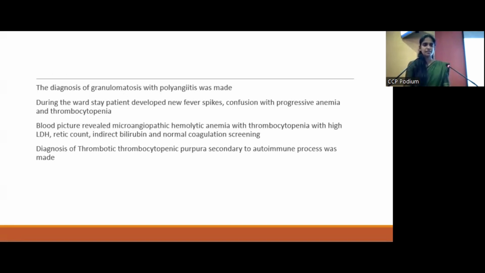During the ward stay, the patient developed new fever spikes, confusion with progressive anemia and thrombocytopenia. Blood picture revealed microangiopathic hemolytic anemia with thrombocytopenia and high LDH, retic count and indirect bilirubin, with normal coagulation screening. So the diagnosis of TTP, thrombotic thrombocytopenic purpura, secondary to an autoimmune process was made.